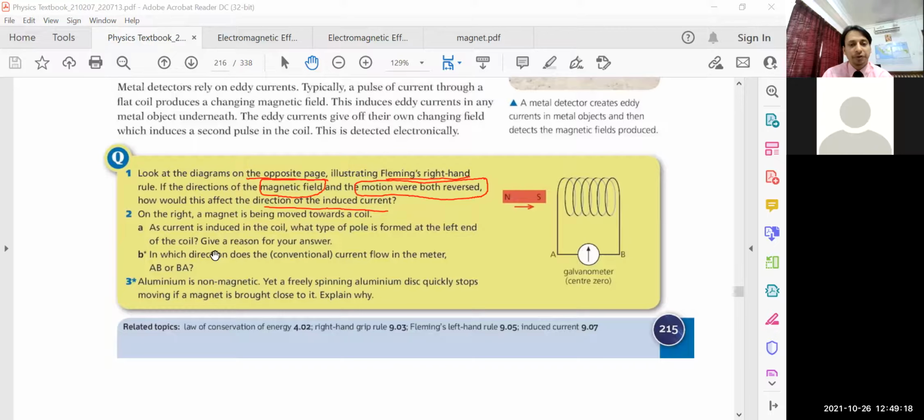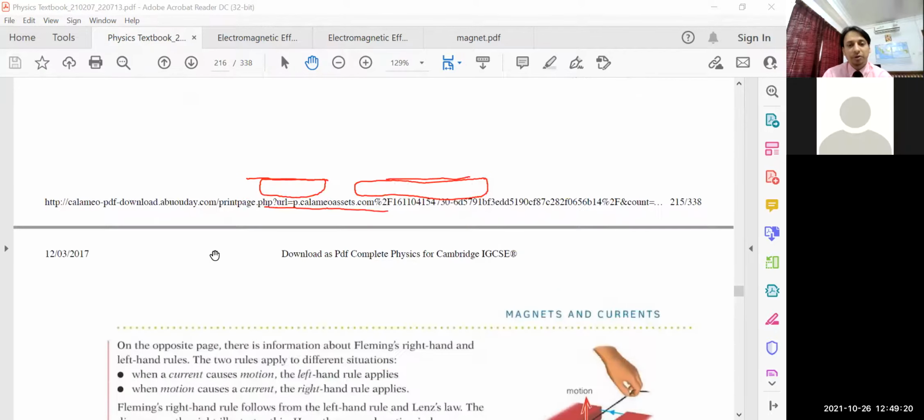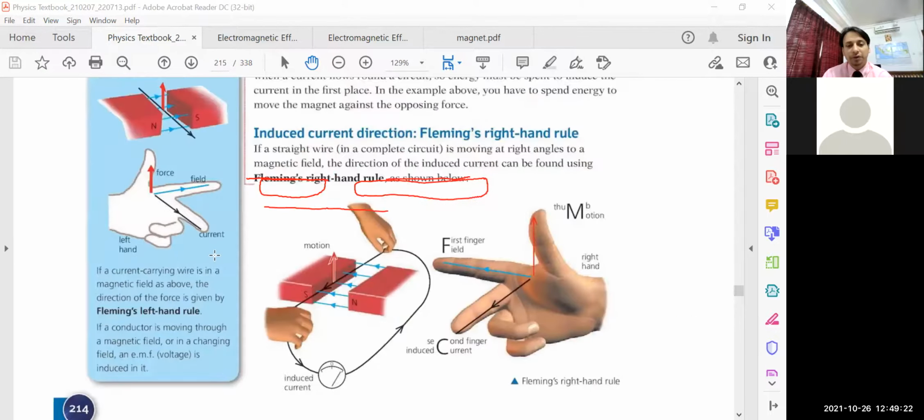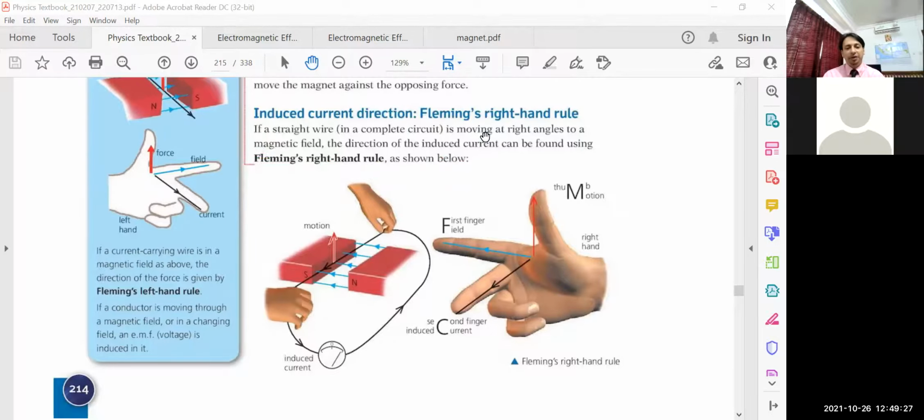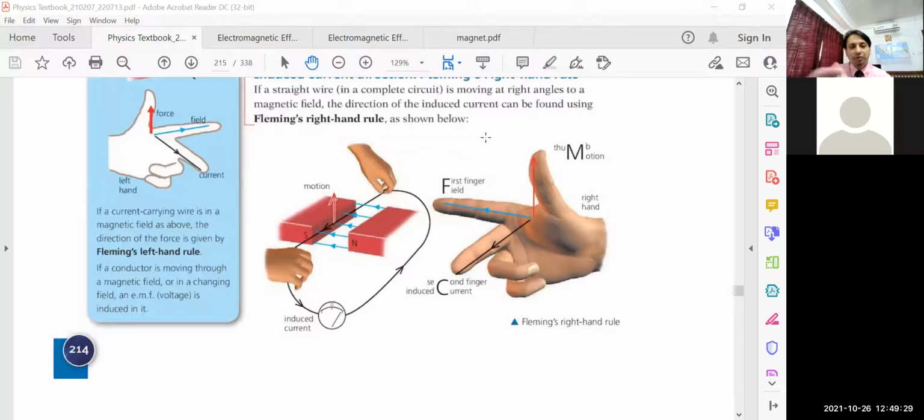On the opposite page, they are talking about this diagram. In this case, children, what are they saying? Motion has been changed. Instead of moving up, it is downward. And the magnetic field is changed. Magnetic field change means now they have interchanged the pole. Now north pole is there, south pole is there. The direction of magnetic field is like this.